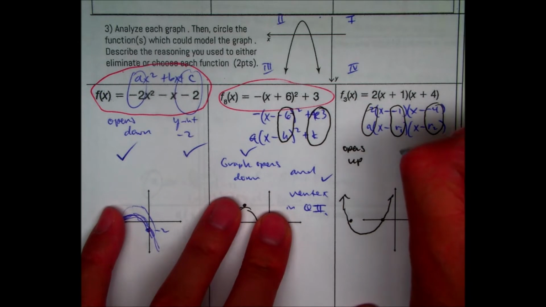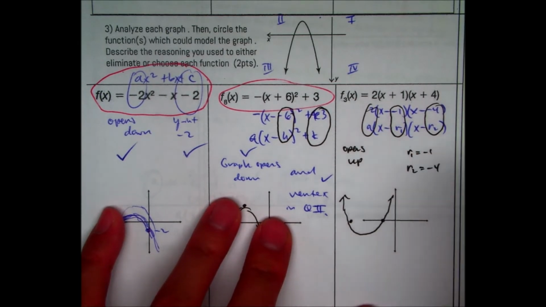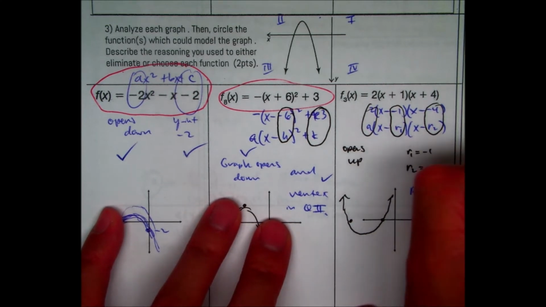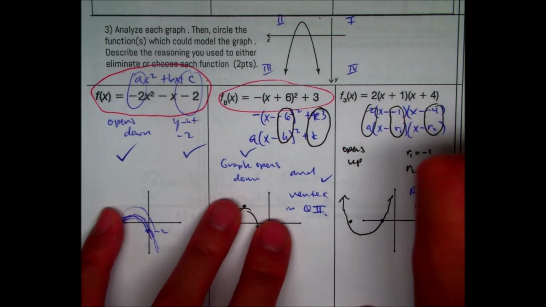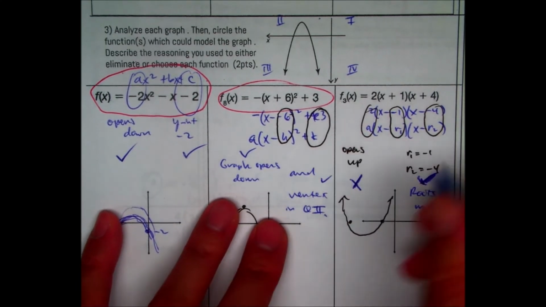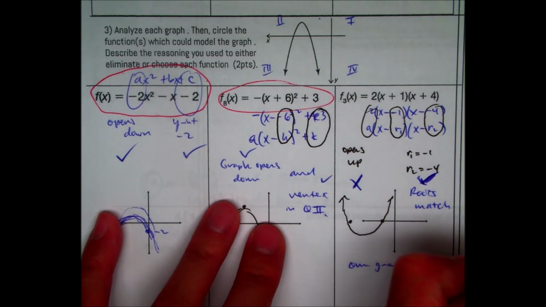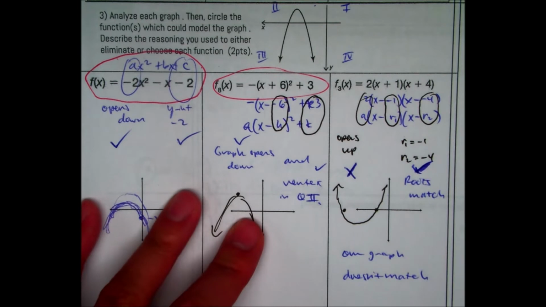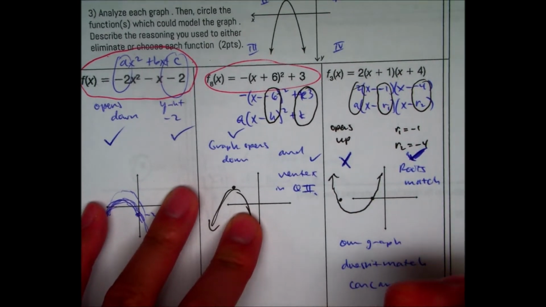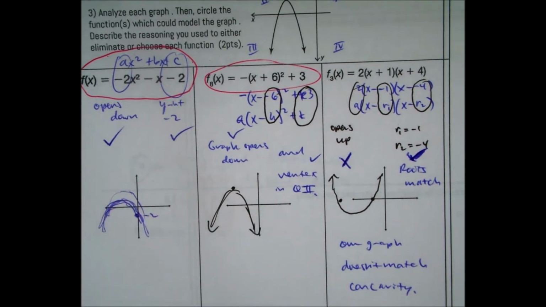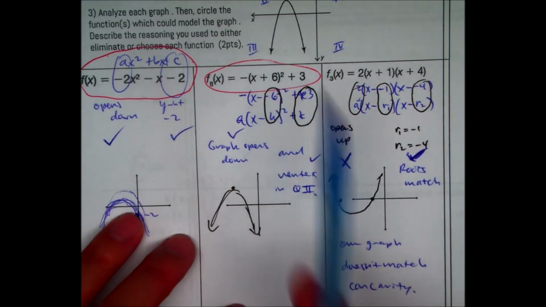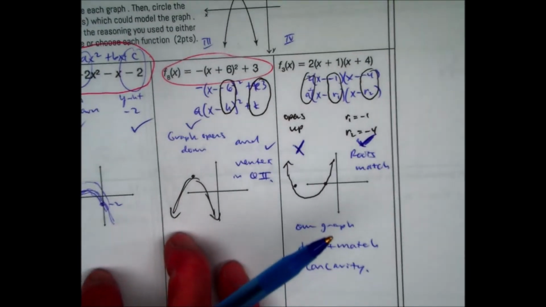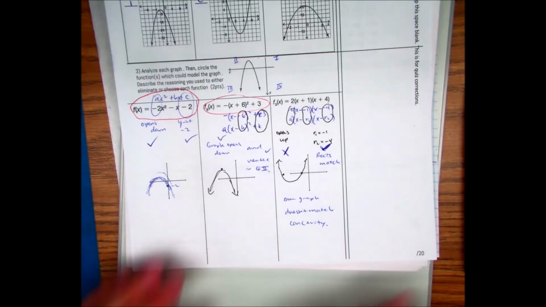So my roots match. That's what the r stands for. So this part matches, but this does not. The graph doesn't match. The fancy word is concavity. The a value here is positive, and this graph shows a negative. So that side was worth 20 points.